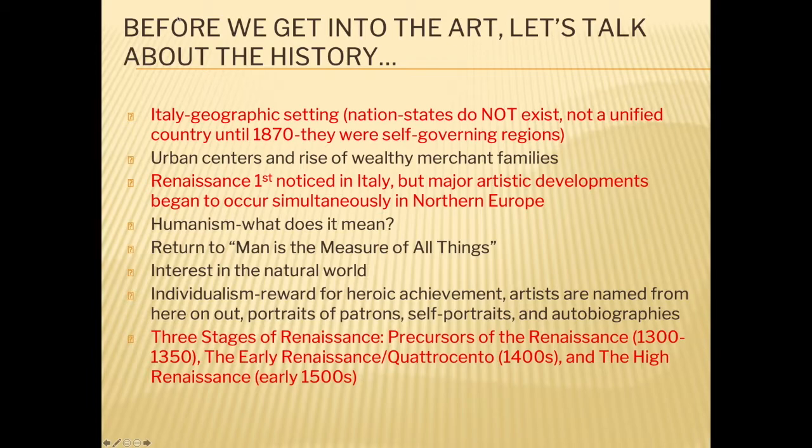And the Italian Renaissance is broken into three specific groups. There is the Precursor era, which is the 1200s and the 1300s. We have the early Renaissance, known as the Quattrocento, which is the 1400s. And then finally, the High Renaissance, which is the early 1500s. And the High Renaissance actually officially stops with the death of Raphael. And we'll talk more about that when we get to him.